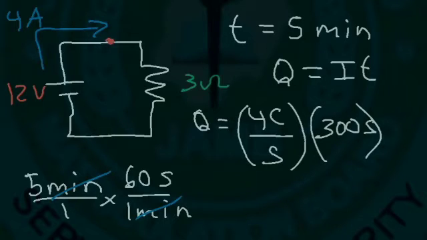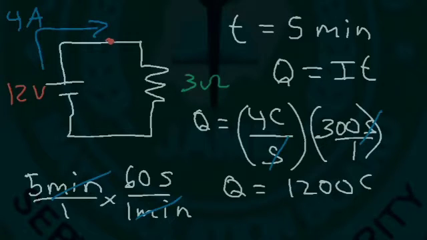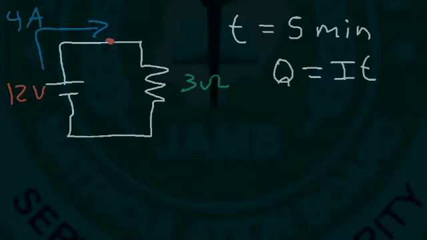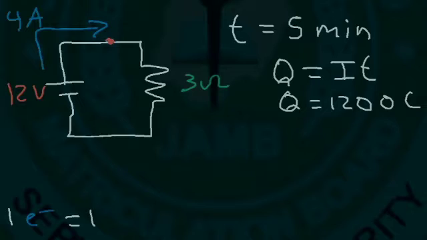So it's going to be 4 coulombs per second, which is 4 amps, times 300 seconds. The unit seconds will cancel, and we can get the total charge that passes through that point in 5 minutes. So it's 4 times 300, which is 1200 coulombs. Now, to find the number of electrons, you can convert charge to number of electrons. So let me just write this here. Q is 1200 coulombs. Now you need to know the charge of a single electron. One electron has a charge of 1.6 times 10 to the negative 19 coulombs.